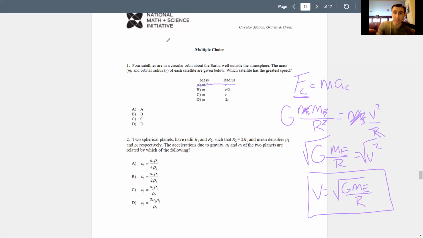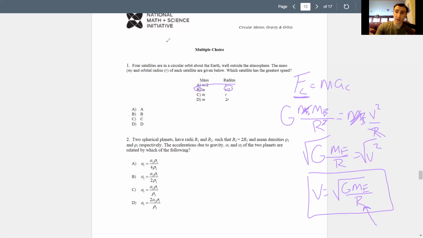So next, you notice B, C, and D have the same mass, so there's no difference there. So let's see what's happening to the radius. To get the biggest velocity, we would want the smallest number in for r, right? Because if you divide by a smaller number, you're going to get a bigger number in result. So if I look here, the radii are r divided by 2, r, and 2r. So the smallest one there would be r divided by 2. Therefore, that's going to give me B. So the answer here is B, which would give you the highest velocity.